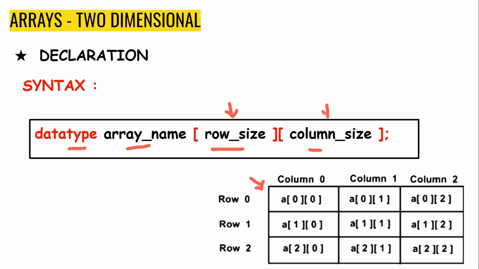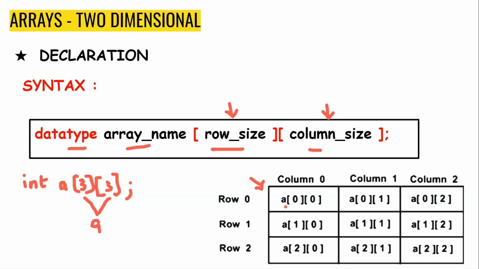Say for example, int a[3][3]. Here the data type is integer. The name of the array is a, the number of rows is 3 and the number of columns is 3. So the two-dimensional array can hold 9 elements in total. As we know that it is a form of matrix, here 3 cross 3, 9 elements can be stored in this two-dimensional array. See this picture representation.